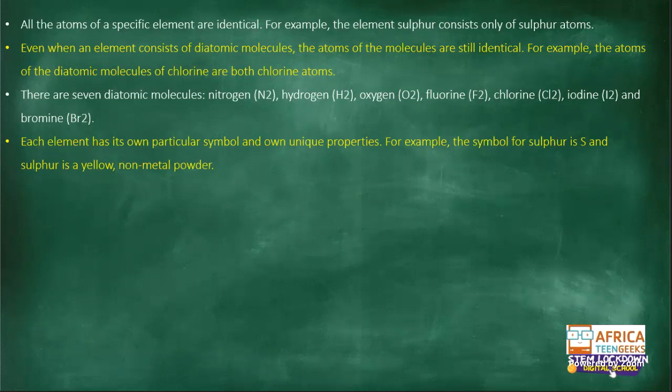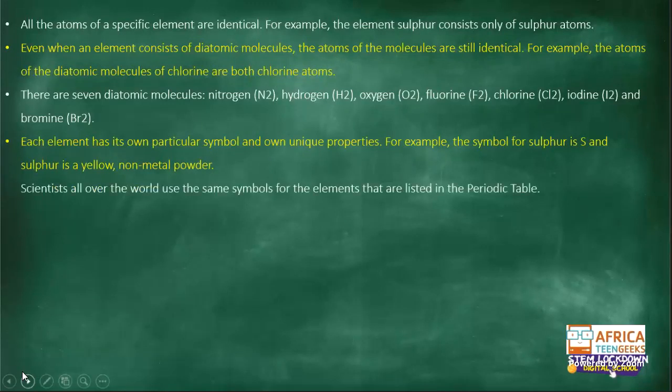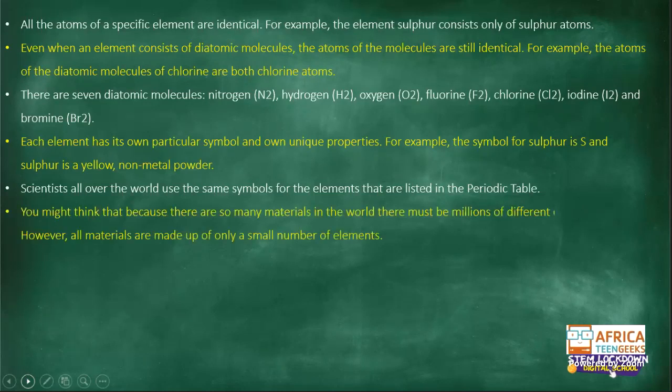Now, each element has its own particular symbol and its own unique properties. For example, the symbol of sulfur is S, and sulfur is yellow, and it is a non-metal powder. Now, scientists all over the world use the same symbols of the elements that are listed in the periodic table. It's not only in South Africa that they use that symbol, it is all over the world.